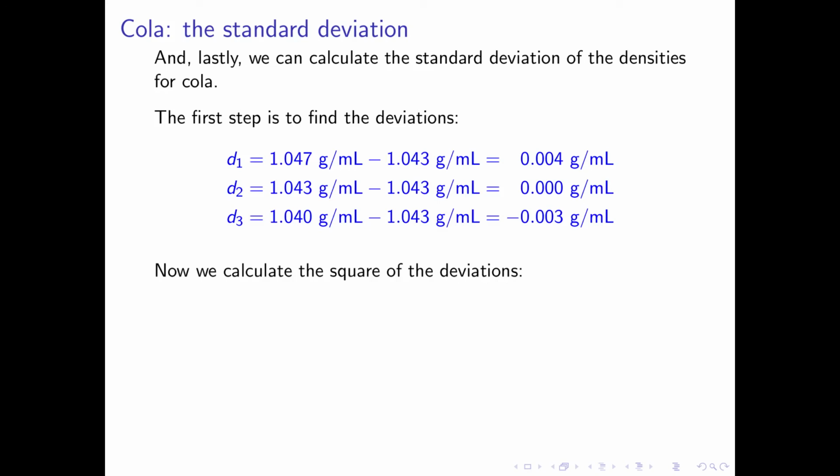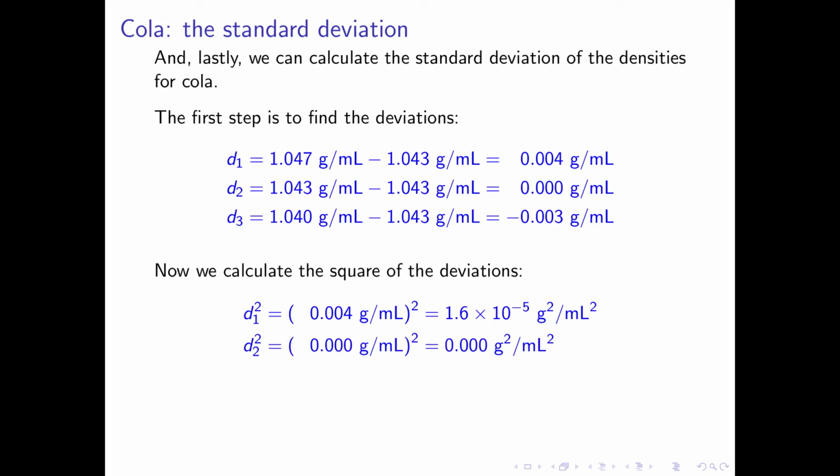Next, we have to calculate the square of the individual deviations. For the first trial, D1 squared is equal to 0.004 grams per milliliter squared, which is 1.6 times 10 to the negative 5 square grams per square milliliter. D2 squared is 0.000 grams per milliliter squared, which is again 0.000 square grams per square milliliter. And lastly, D3 squared is equal to negative 0.003 grams per milliliter squared, which gives a positive 9 times 10 to the negative 6 square grams per square milliliter.